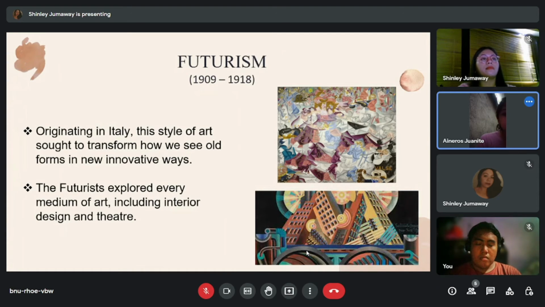Futurism. Originating in Italy, this style of art sought to transform how we see old forms in new, innovative ways. Futurism was explored in every medium of art, including interior design and theater. It was an Italian art movement of the early 20th century that aimed to capture in art the dynamism and energy of the modern world.